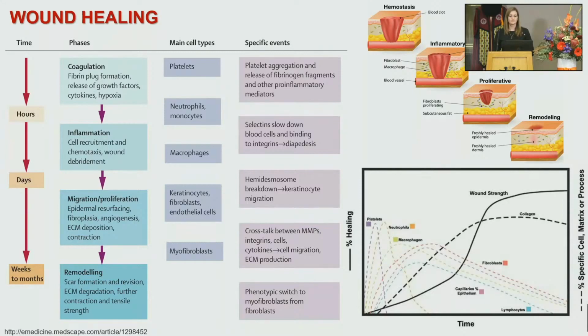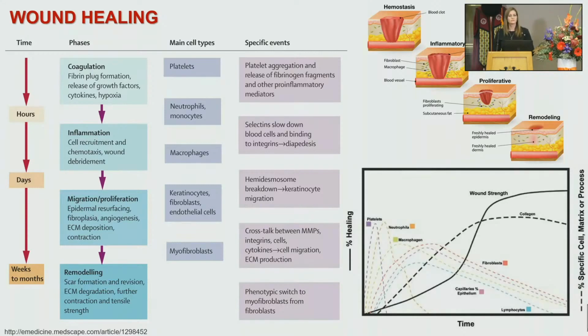Third phase is proliferation or migration, which largely involves angiogenesis, which is the development of new blood vessels. There's deposition of the extracellular matrix, which is the surrounding support structure for cells such as collagen. And there's also wound contraction in an attempt to close the wound. The fourth and final stage is remodeling, and this is where you get scar formation.